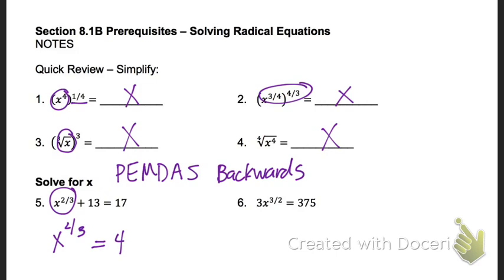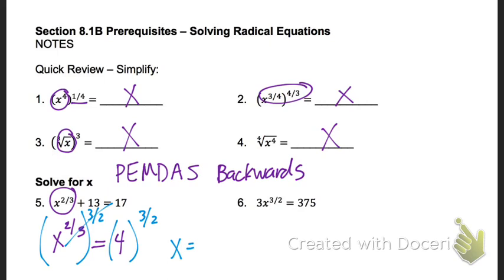So I have x to the 2/3 equals 4, but with the idea of what we did on 1 through 4, how would I get that x by itself? What would I need to raise each side to? 3/2. Yes. And so by doing that, the exponents on the left side will cancel, and I'm left with x. But what is 4 to the 3/2? 8.